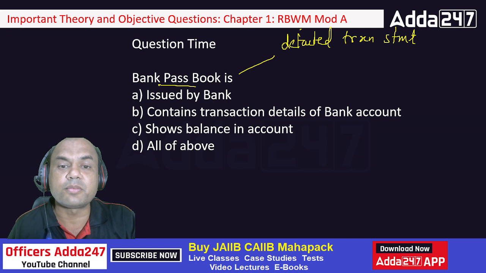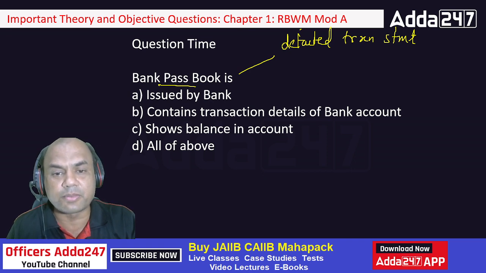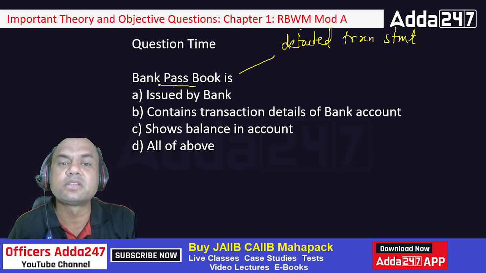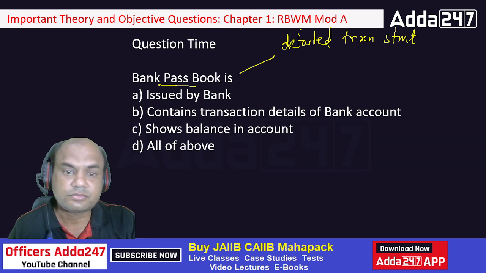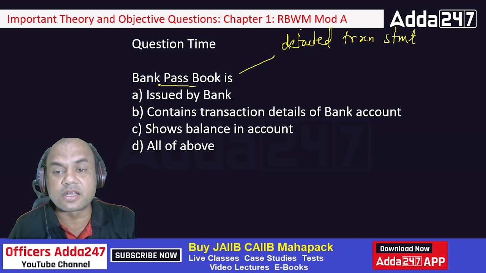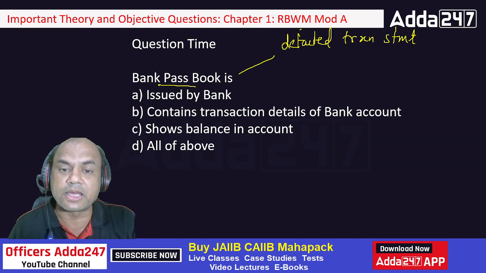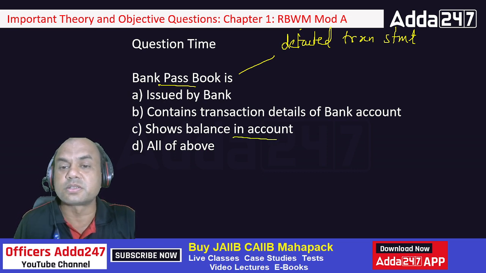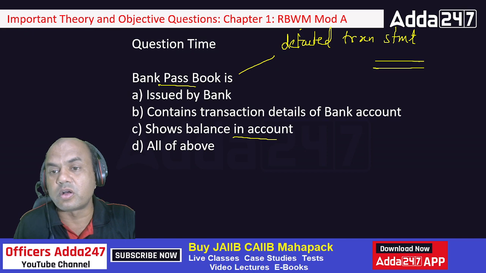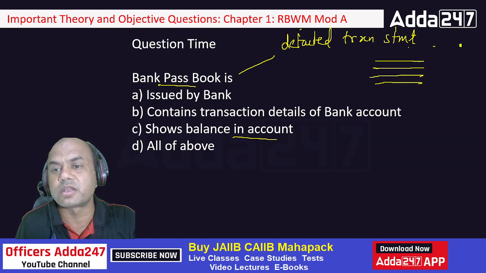So what is the bank passbook coming again? It is issued by the bank. Of course, it is issued by the bank because this is a property of the bank actually, remember. It contains the transaction details of the bank account, correct? And shows the balance in the account, isn't it? So balance is the last part shown over here. Suppose if you have 10 transactions, so all 10 will be shown, debit, credit will be shown, and then there will be a balance part over here, right? So debit, credit, and balance. So this balance is the final balance always.